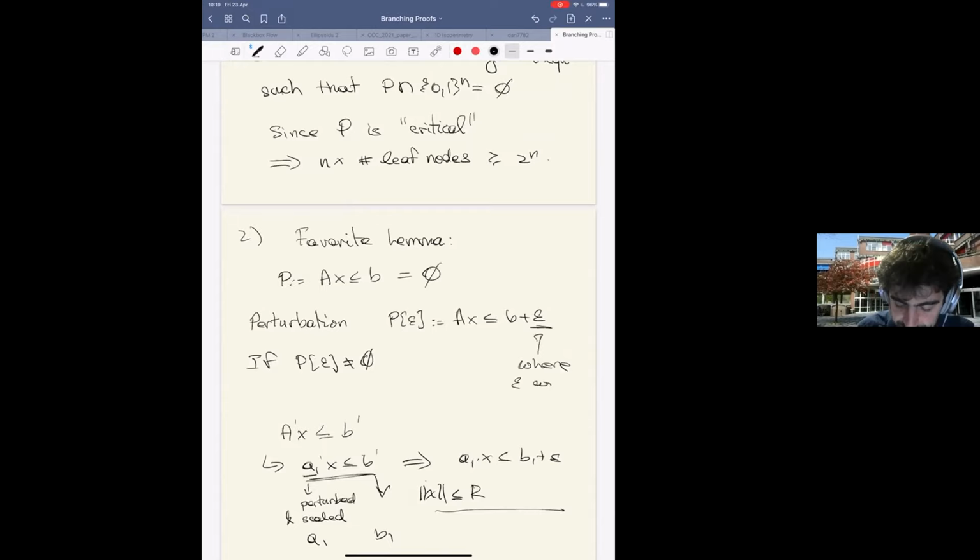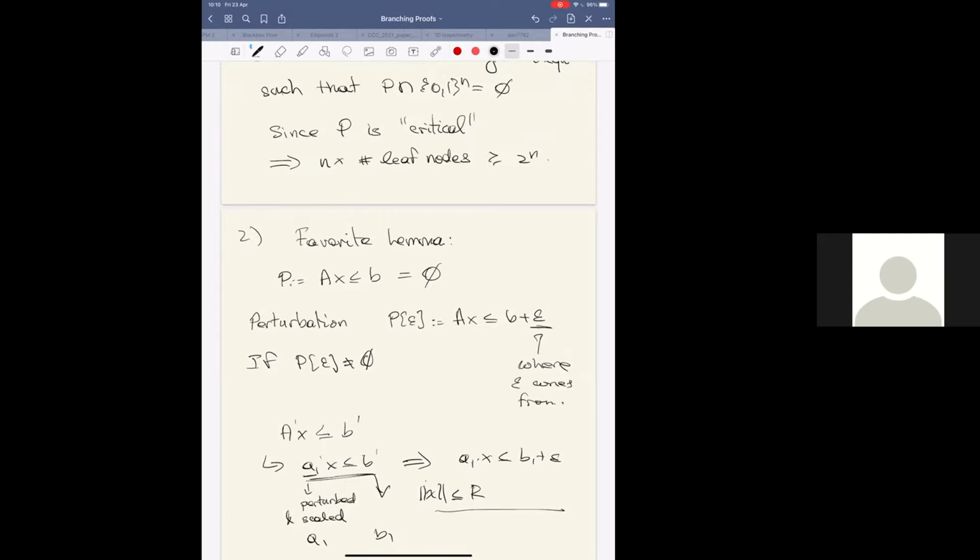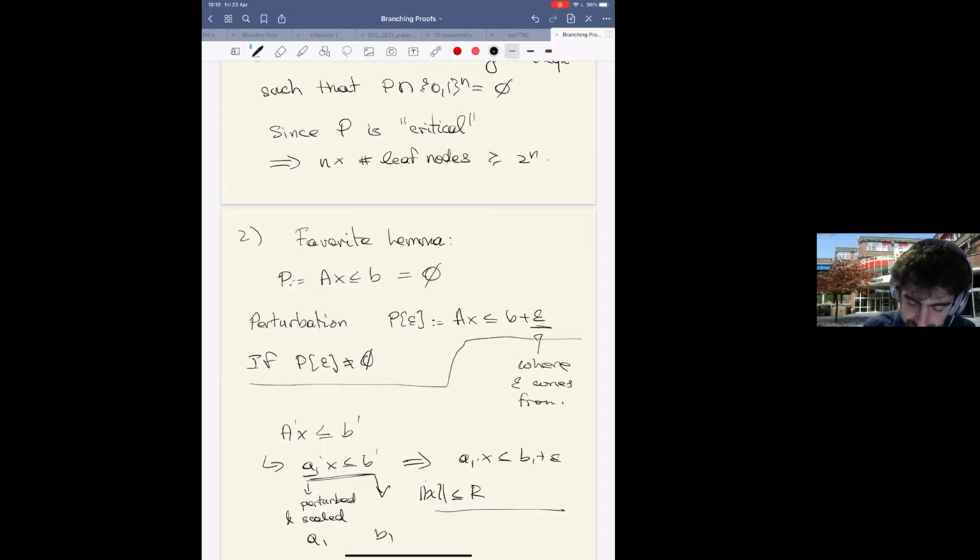So you have some perturbation of both A and b, and you use boundedness to turn that into just a perturbation of b. That's a useful simplification, and for that you do need some boundedness. So that was a little bit of an aside as to where this epsilon comes from.